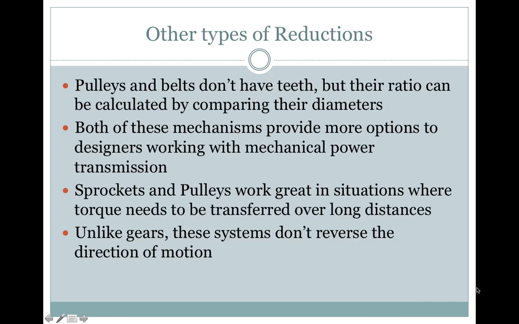Pulleys and belts don't have teeth, but their ratio can be calculated by comparing their diameters. Both of these mechanisms provide more options to designers working with mechanical power transmission. Sprockets and pulleys work great in situations where torque needs to be transferred over long distances. Unlike gears, these systems don't reverse the direction of motion.